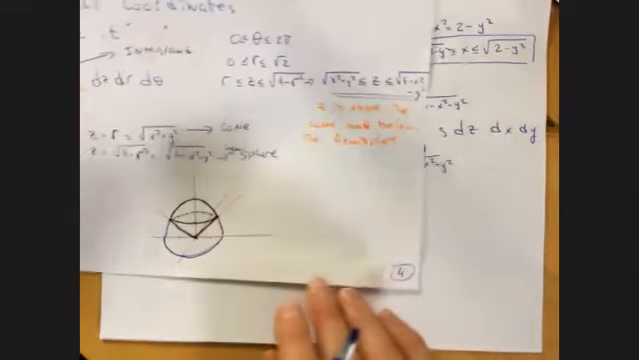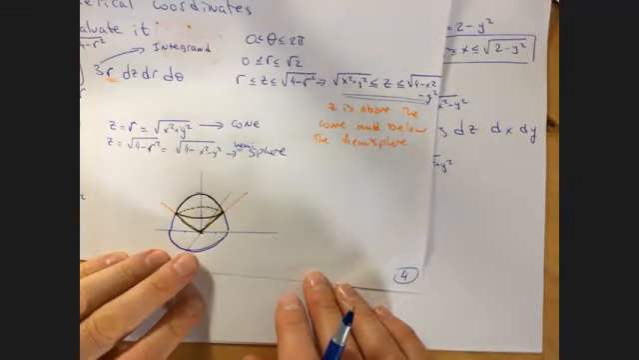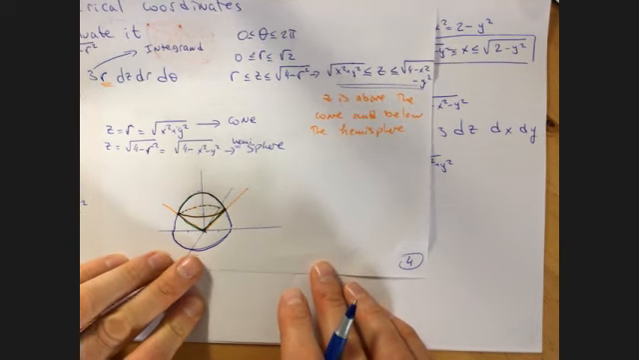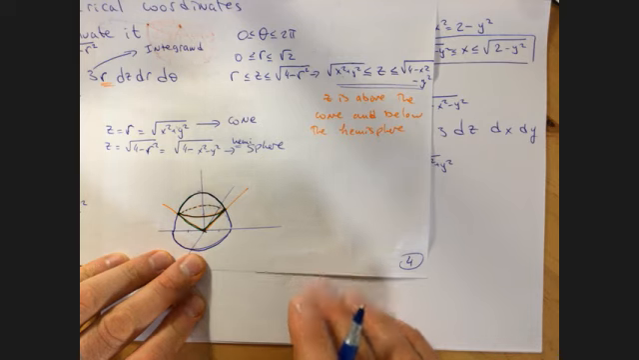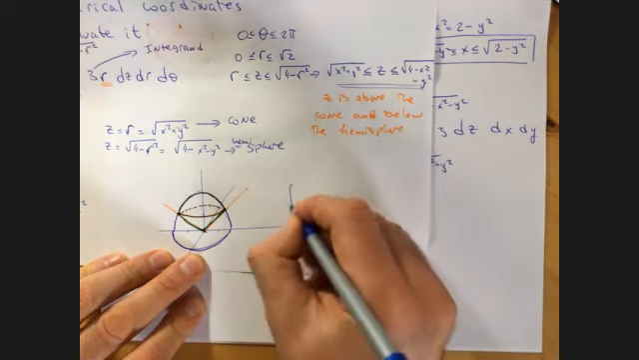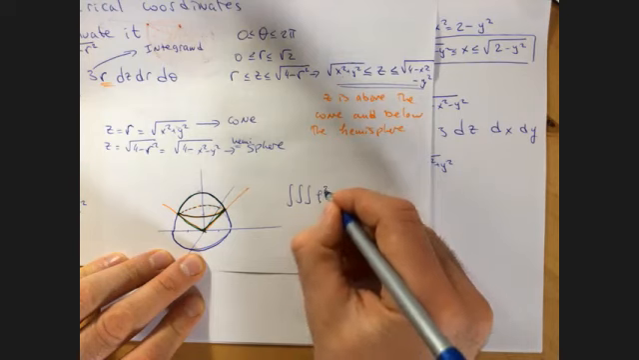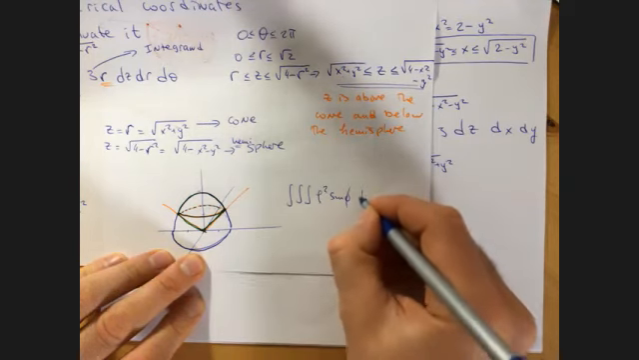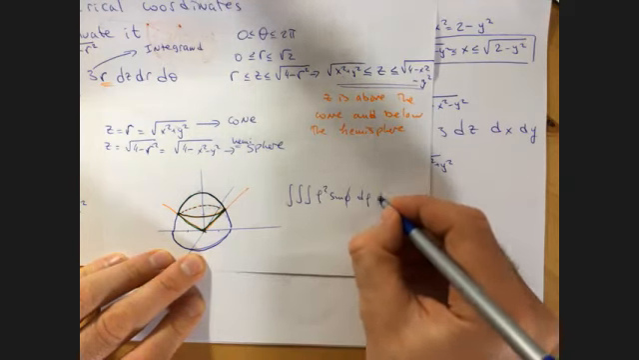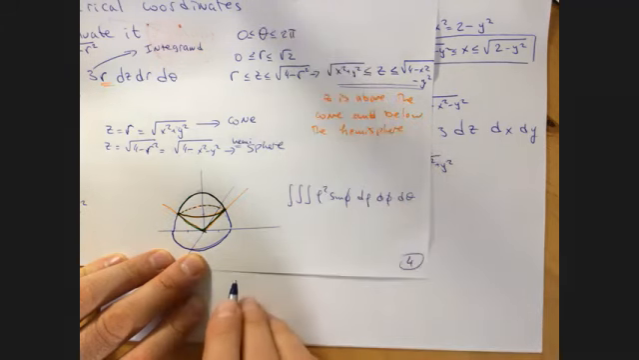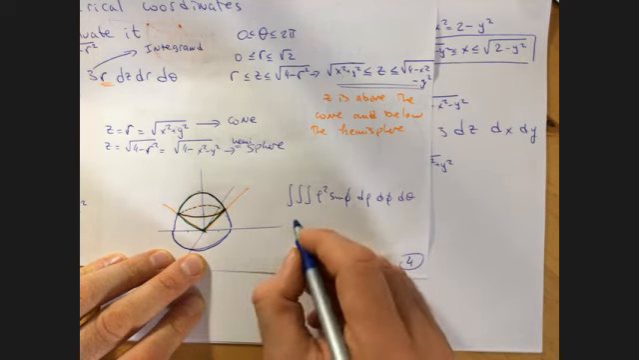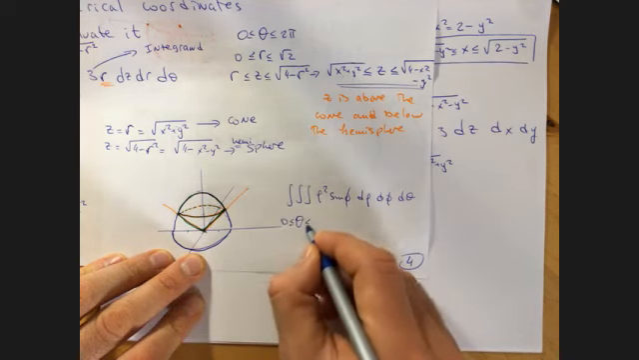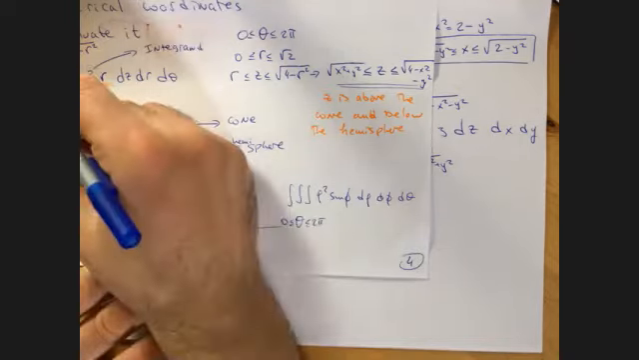Okay, if there are no questions, I go back to the sketch here and I'm trying to figure out how to express this in spherical coordinates. Okay, so spherical coordinates is rho squared sine phi d rho d phi d theta. And from here all I know is that theta goes from 0 to 2 pi, which is the same as the one that was given at the very beginning, right?